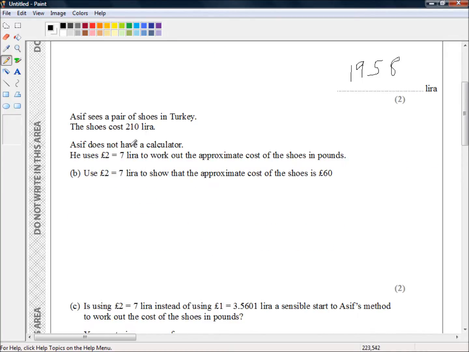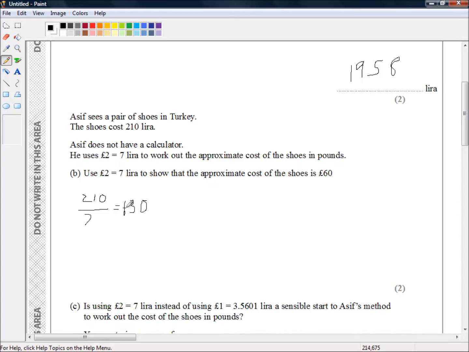Okay, so if £1 was 7 lira, what would that make it? So we've got 210. This time we are dividing because we're trying to get down to a lower figure. We've got 210 lira and we're dividing by 7, and again we're not using a calculator because Asif doesn't have a calculator, although technically you can use a calculator. It is a calculator paper. It wouldn't be cheating, but the idea of this is to show how simple it is to do in your head. 3 times 7 is 21, so that's equal to £30.